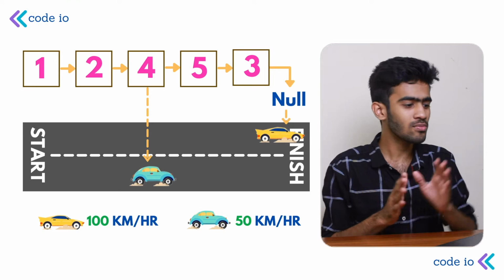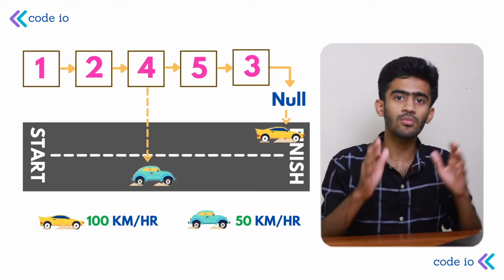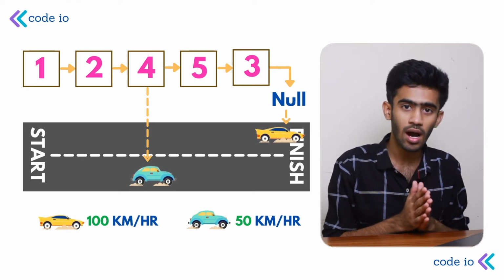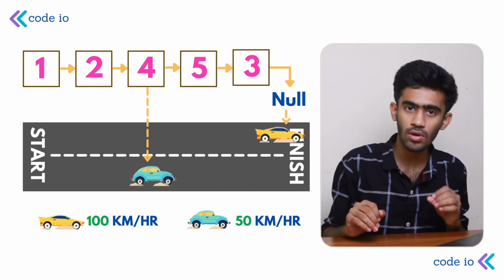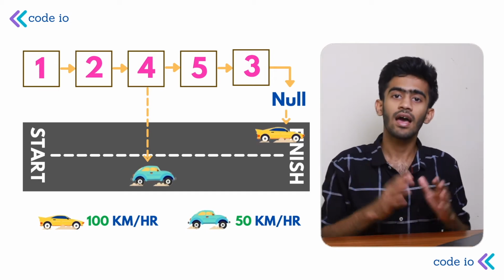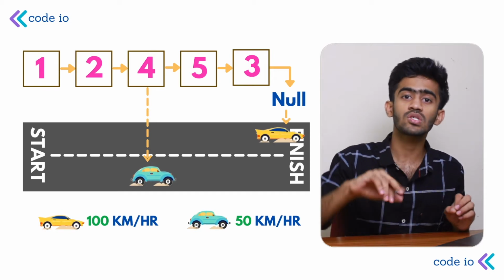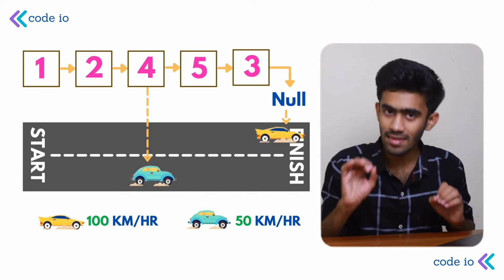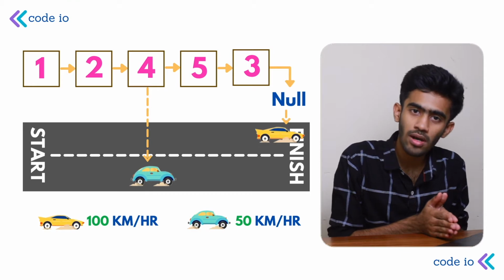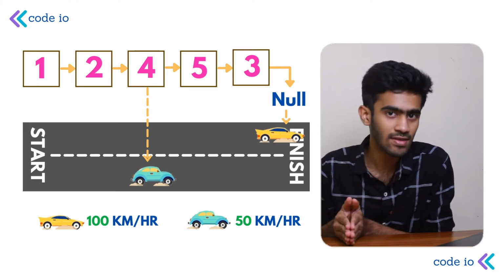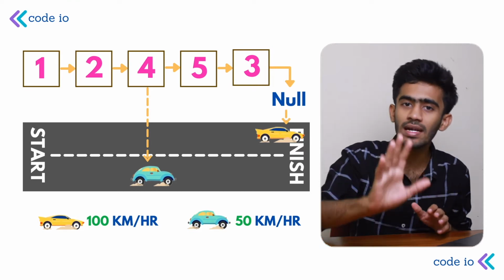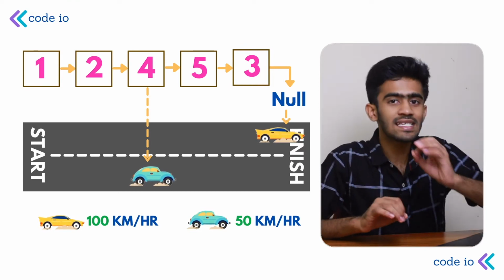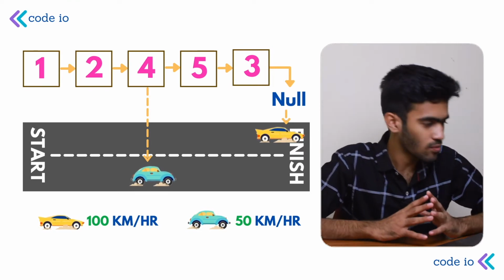So if we assume this yellow car, that is the fast car, to be a pointer and the slow car to be another pointer, yellow car to be a fast pointer and blue car to be a slow pointer, and one is traveling at a speed which is twice that of the other. In that case, when the fast pointer has reached the end of the linked list, the slow pointer would be exactly at the middle of the linked list. We are going to use this exact concept to solve this question.